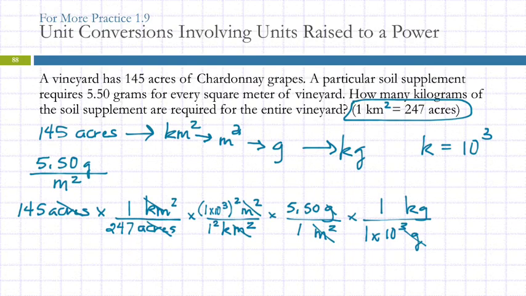So 145 divided by 247 times 1E3 squared times 5.5 divided by 1E3. I'm leaving out all the multiplying and dividing by 1. How many sig figs do you think this is going to have? Three. 145 acres. That's not an exact measurement.